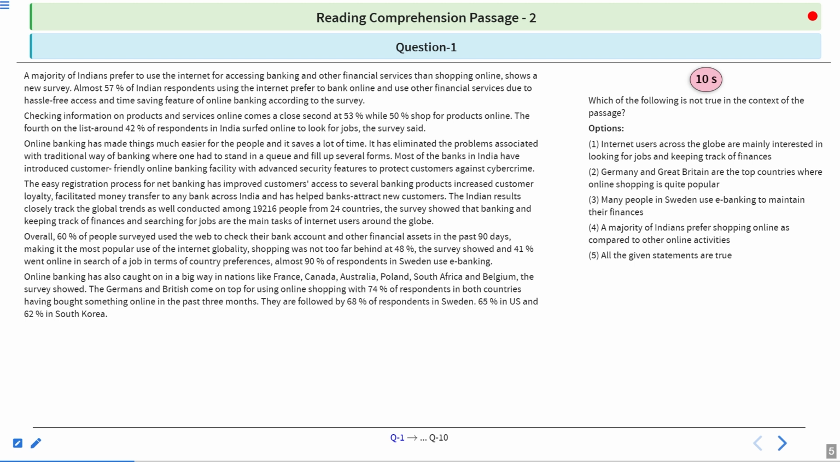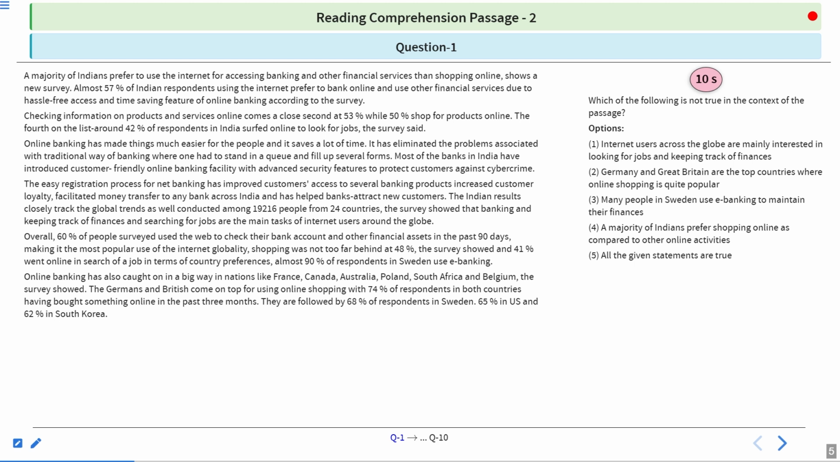Online banking has made things much easier for the people, and it saves a lot of time as it has eliminated the problems associated with the traditional way of banking, where one had to stand in a queue and fill up several forms. Most of the banks in India have introduced a customer-friendly online banking facility with advanced security features to protect consumers against cybercrime. The easy registration process for net banking has improved customers' access to several banking products, increased customer loyalty, facilitated money transfer to any bank across India, and has helped banks attract new customers.